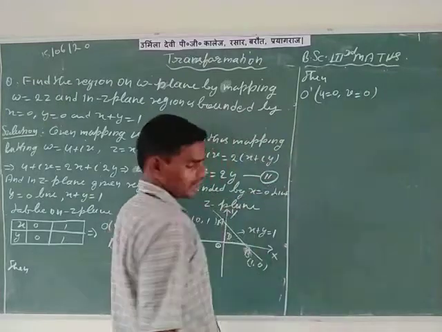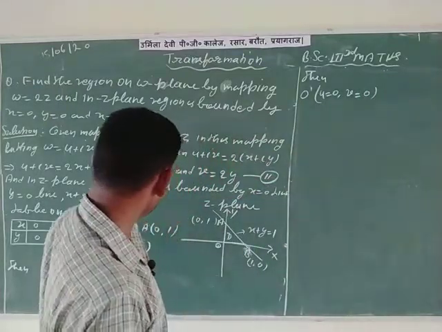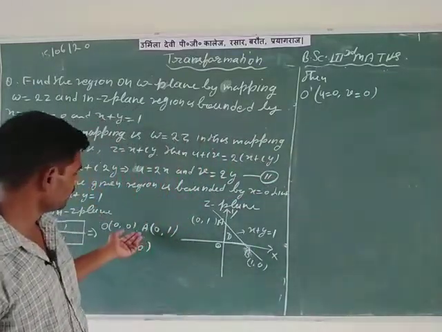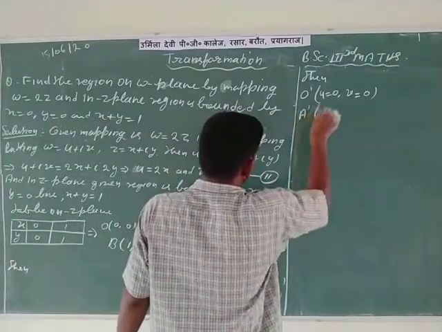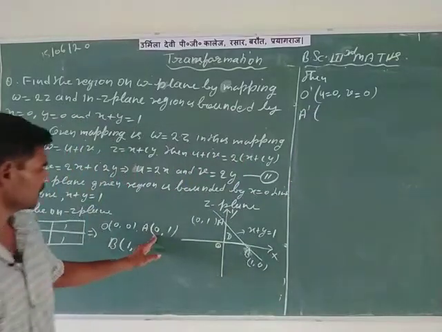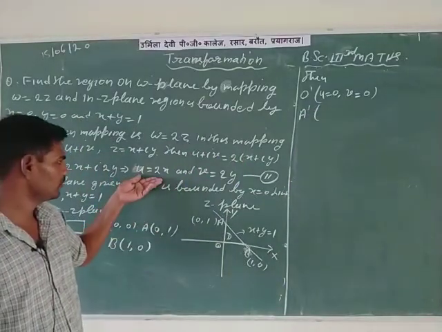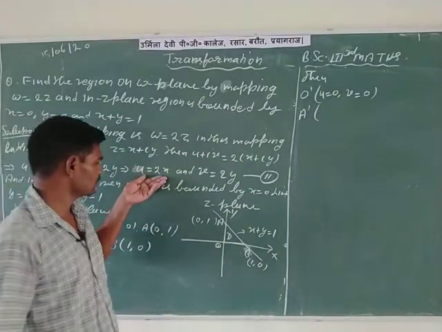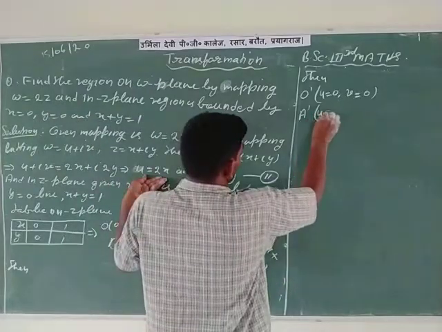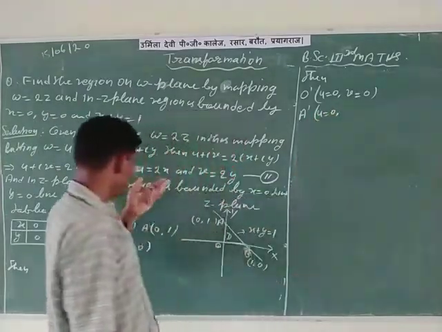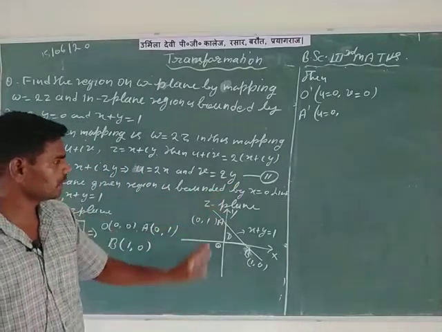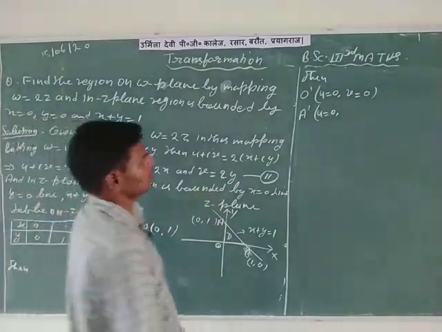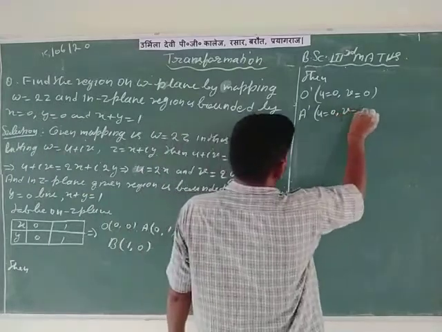This is the corresponding point O dash, and similarly the corresponding point for A is A dash. For this, putting x equal to 0 in u, so u is equal to 0, and y equal to 1 in the second equation, so v is equal to 2.